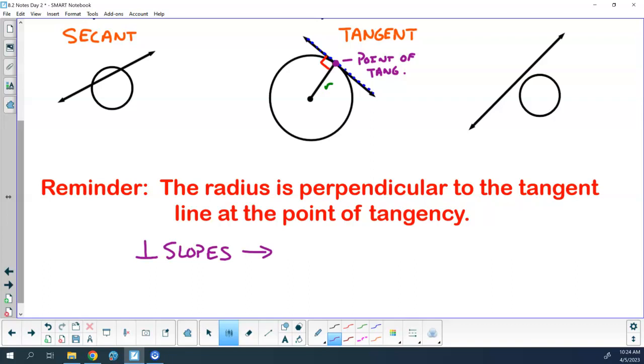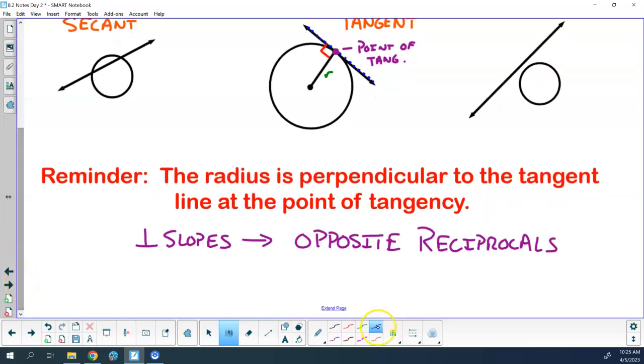I mean, you just remember. Okay. Opposite reciprocals. So if it's A over B, then the perpendicular slope would be negative B over A.